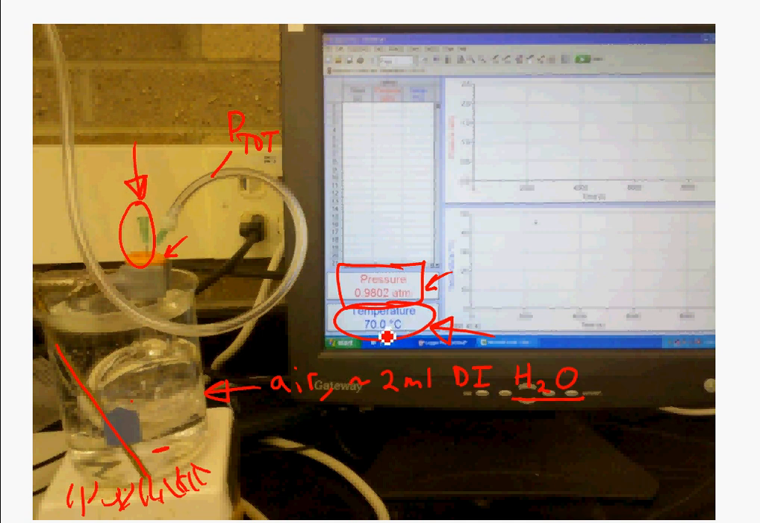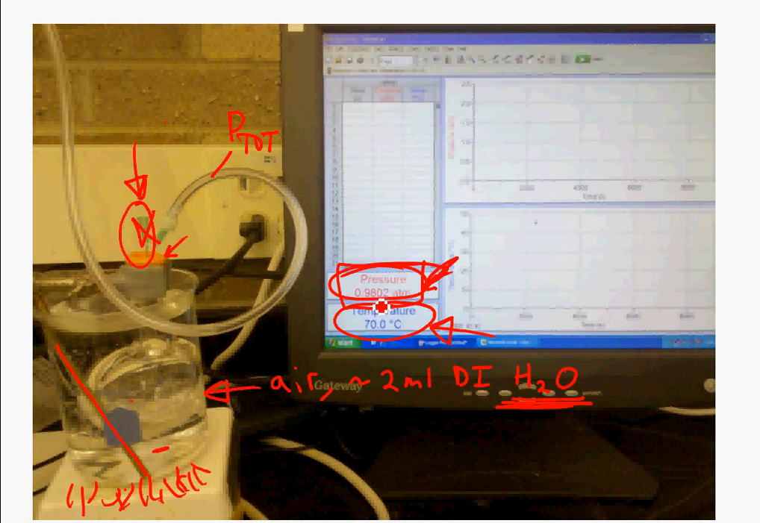So once we get to 70 degrees, we want to start our experiment when all of the water that's going to evaporate has evaporated. Essentially, we've reached the vapor pressure of water at 70 degrees Celsius. So the way we test that is by removing our little needle for a little bit and keeping an eye on the pressure. And if the pressure is stable, that means that all the water that is going to evaporate has evaporated.